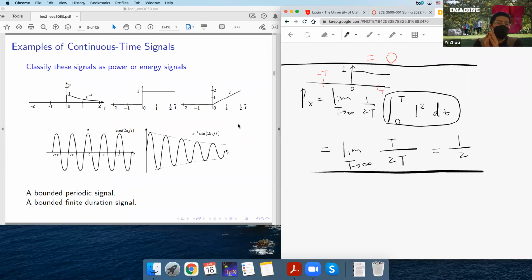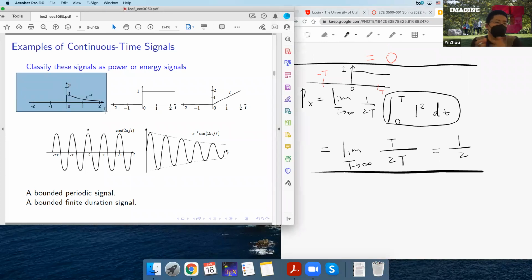Right? So for the first one, energy is finite. Now, what about the power? We have that statement: an energy signal has zero power. If the energy is finite, then the power is 0, because for the power you need to distribute this finite energy over this infinite time domain. So the power of the first signal is 0.